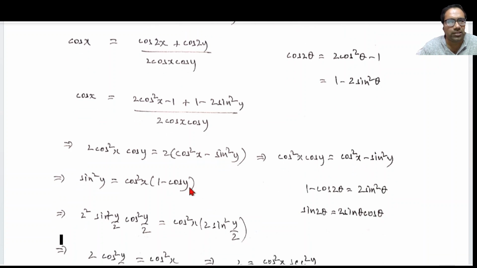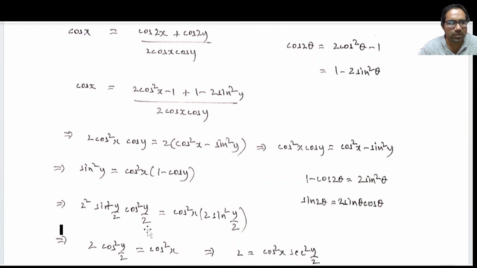Right. So 1 minus cos 2 theta is again 2 sin square theta. So 1 minus cos y, we can write it as 2 sin square y by 2. Similarly, sin 2 theta, we know is 2 sin theta cos theta. So sin y, we can write it as 2 sin y by 2 cos y by 2. So this is squared. So this becomes 2 square sin square y by 2 cos square y by 2.